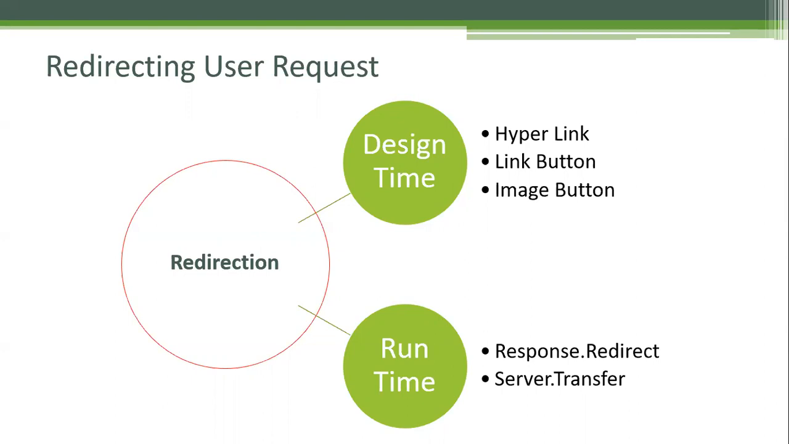An image button will only provide the link to the image, not to the text. A link button will have only text, no image. So this is the basic difference between these three, right?